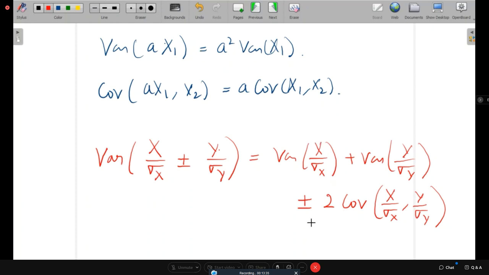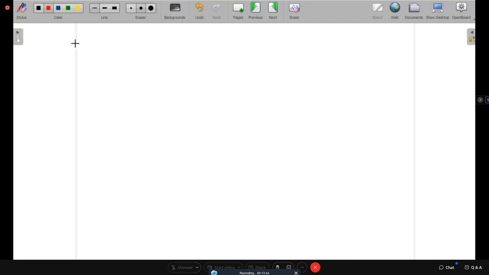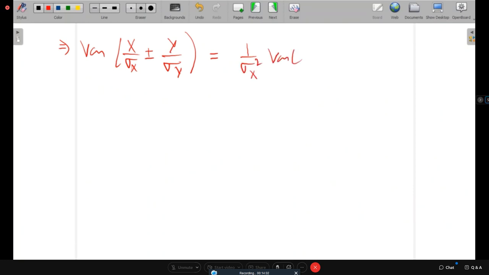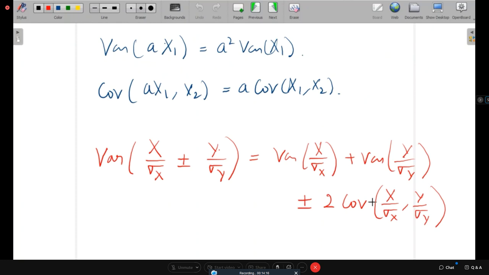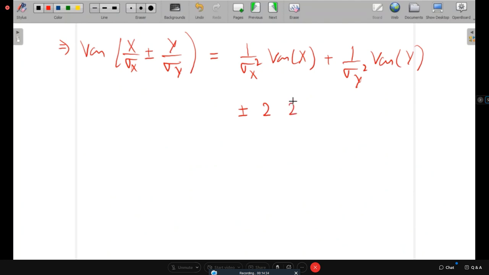Now I am going to use these two properties. This implies the variance of x by sigma x plus or minus y by sigma y is equal to 1 by sigma x whole squared times the variance of x, because of the first property, plus 1 upon sigma y squared times the variance of y. I'm writing the additional steps here; those who know can skip them. And here it is plus or minus 2, and the 1 by sigma x comes out first, then the 1 by sigma y, so you have 1 upon sigma x sigma y times the covariance of x comma y.